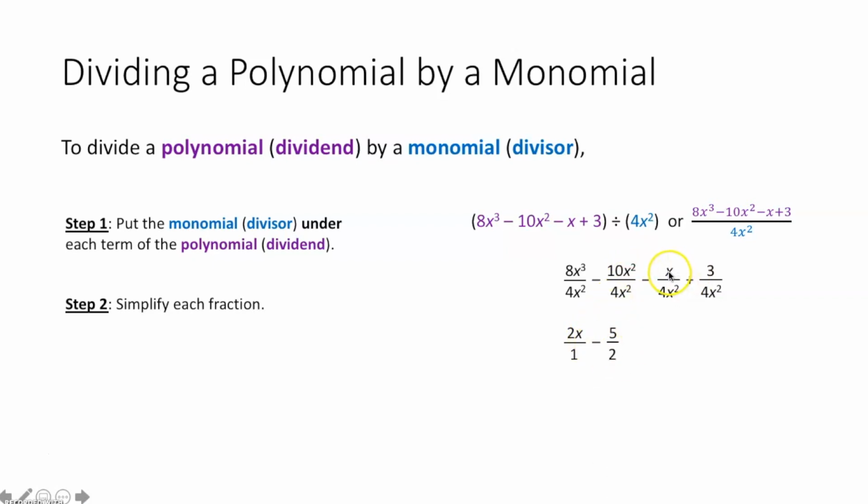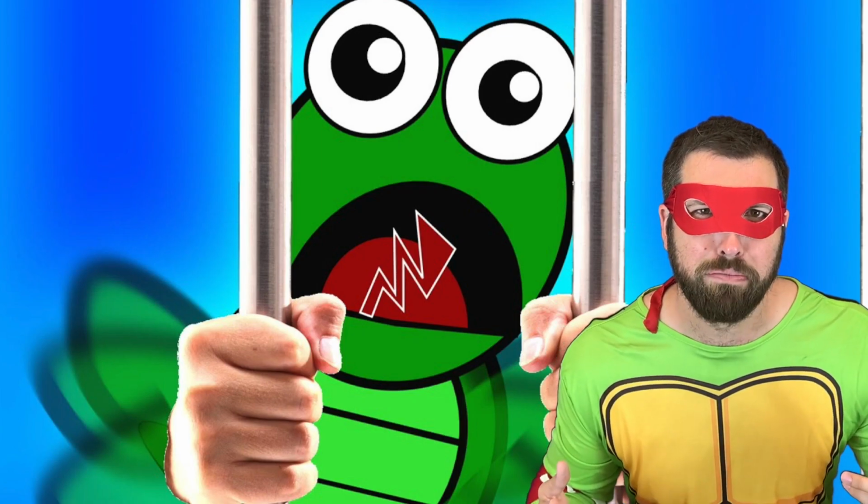Here, we have an x in the numerator and a 4x squared in the denominator. So one of the x's in our numerator cancels out with one of these in the denominator, leaving just 4x in the denominator. And then here in our numerator, we have a 3, in our denominator, 4x squared. Nothing cancels out, so you just leave it like that. So when we write our answer, it looks something like this. 2x minus 5 halves minus 1 over 4x plus 3 over 4x squared. And you're done.